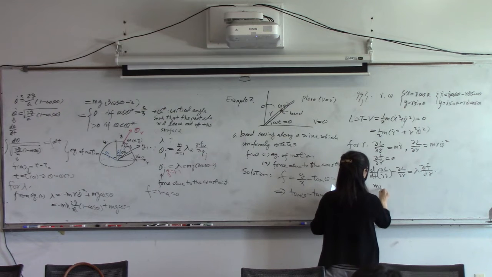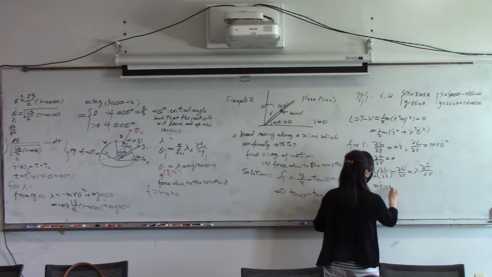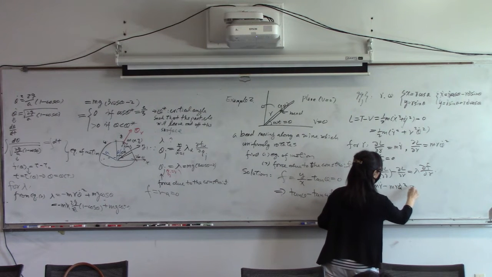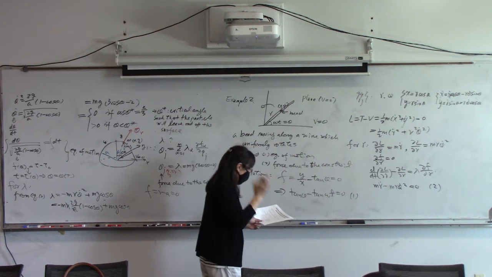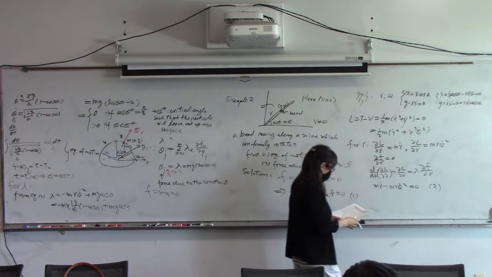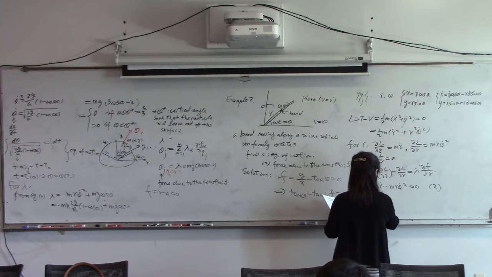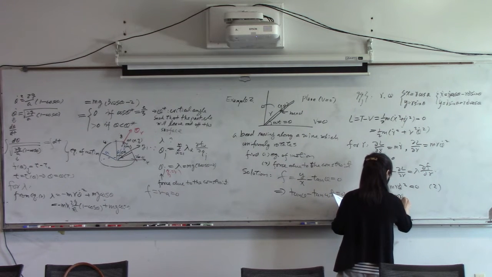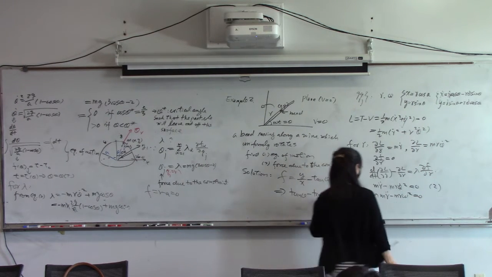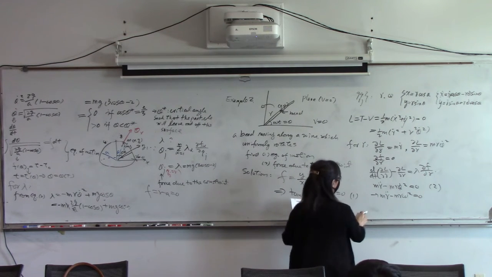That is m r double dot, and this one is minus m r theta dot square equal to 0. And in this case, you can replace theta dot by omega, m r omega square, right? That is this case.